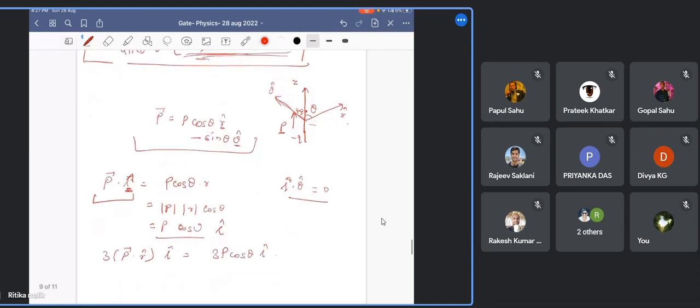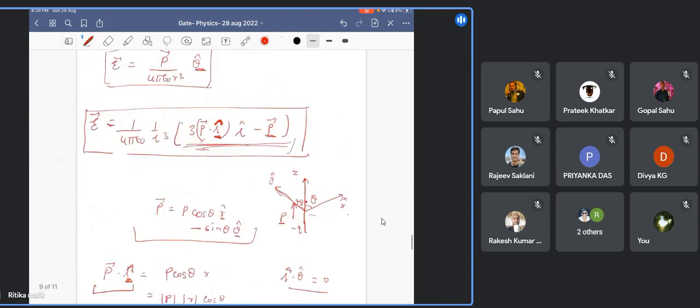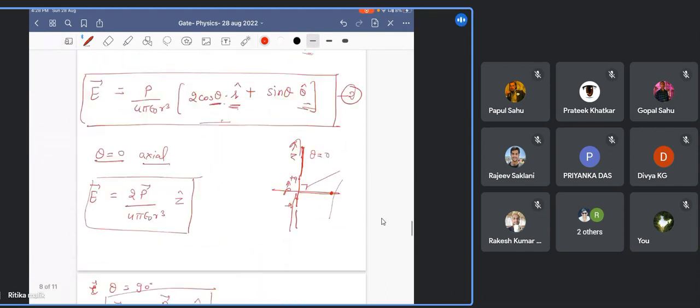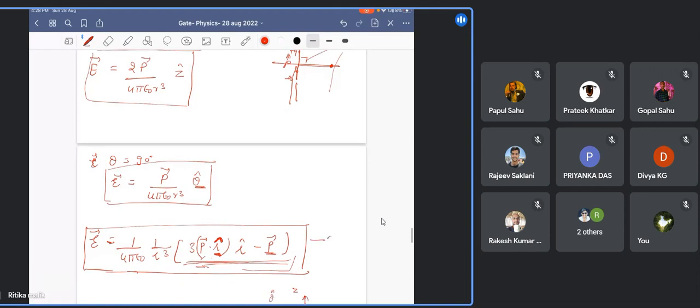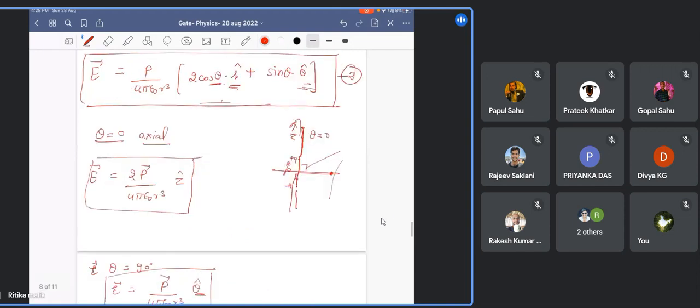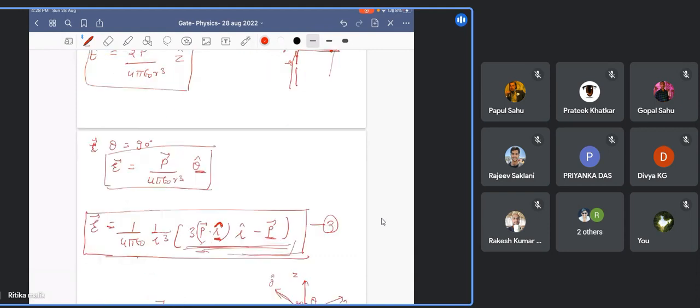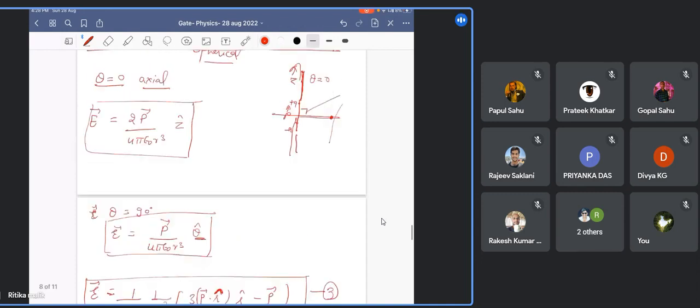P is this. So minus P means minus P cos theta in the R cap plus sine theta in the theta cap. So you are left with 2P cos theta in the R cap plus sine theta in the theta cap direction. So this quantity is exactly the same quantity that is written here. So only then this equation makes sense. Equations 2 and 3 are both similar, but this one is in spherical polar coordinates and this one is in normal coordinates. You can use XYZ Cartesian coordinates as well.